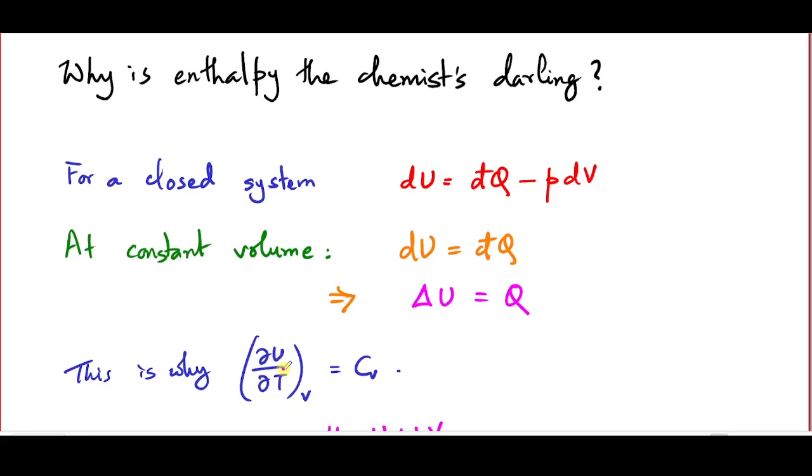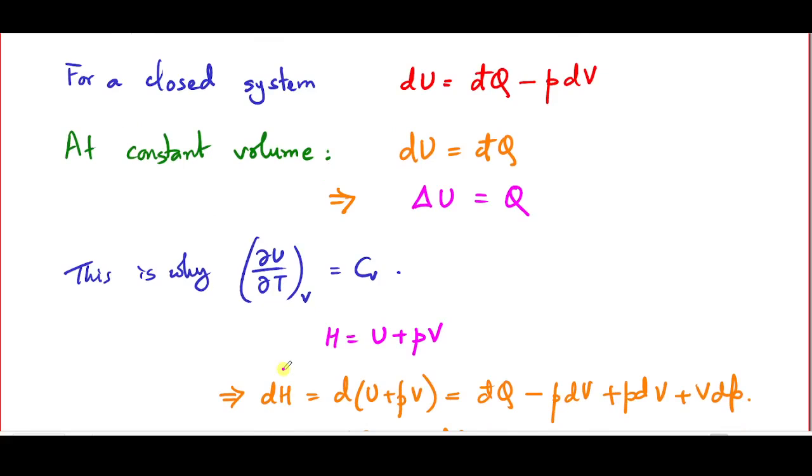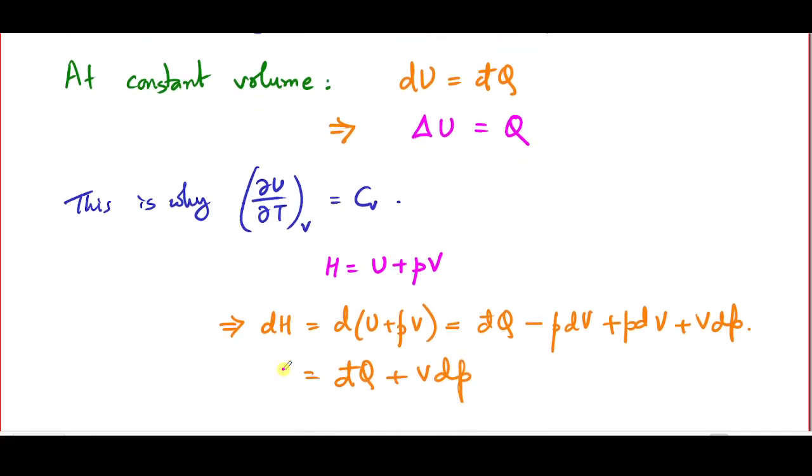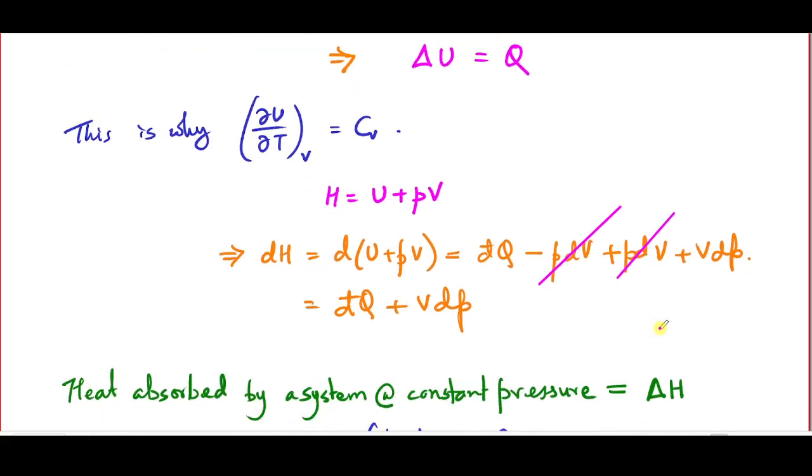On the other hand, if you look at the expression for H, U plus PV, and looked at dH, which by a very similar calculation that we had done a while ago, will simply turn out to be d cross q plus VdP. The minus PdV and the plus PdV from the d of PV would simply cancel. And now notice that when pressure is held constant, dH is the same as d cross q, and for a process carried out at constant pressure, q, the integral of d cross q, would turn out to be delta H.